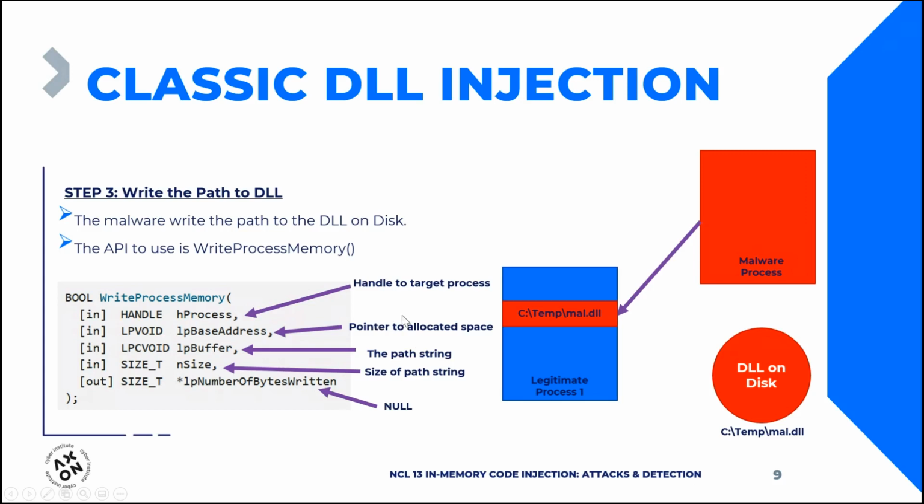Once you call this, now the target process has in it an allocated space, and inside it there is the path to the DLL on the disk.